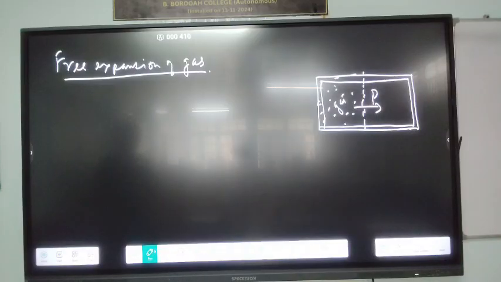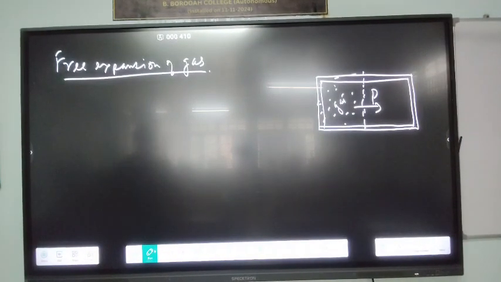Zero. You cannot give anything to a vacuum. There is no opposition. If there is some opposition, then only the force you are giving will be meaningful. There is no opposition, vacuum means nothing is there. So it will expand freely. So no force is given by the gas. That means what will be the amount of work done? Zero. So in case of free expansion of gas, no work is done.